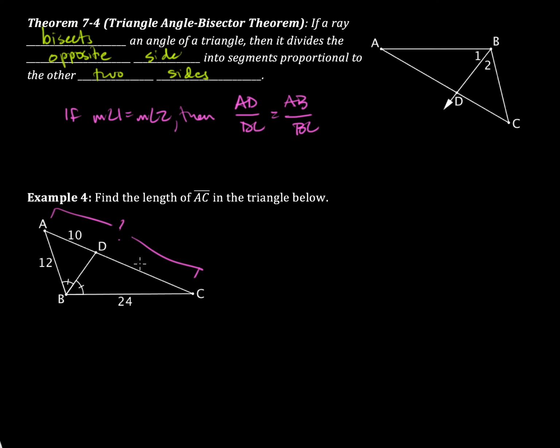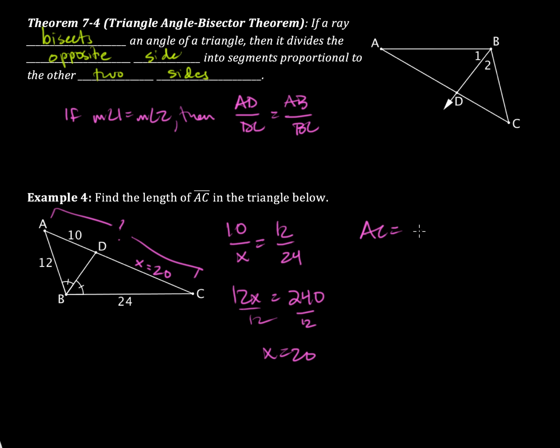Well, what I can do here is I can maybe put an x right there, because I can set up a proportion that says 10 over x would equal 12 over 24, right? Based on this theorem that we just learned. 10 over x would equal 12 over 24. Cross multiplying that gives me 12x equals 240. Dividing both sides by 12 tells me that x equals 20. So if this right here is 20, but I really want to find AC, I know that AC is going to be AD plus DC. So it's going to be 10 plus 20. So AC will equal 30.